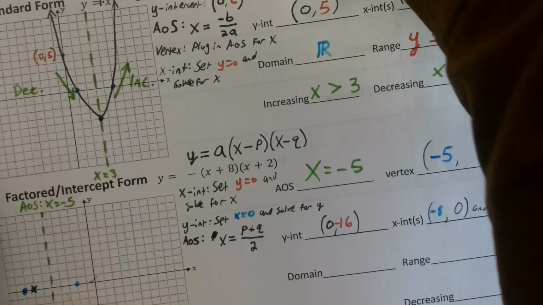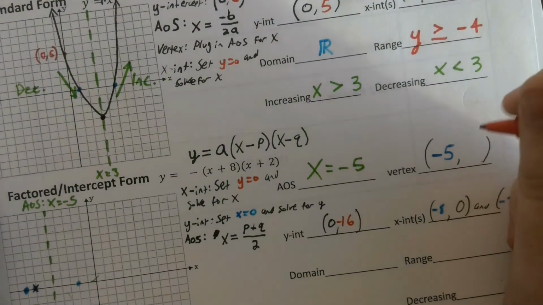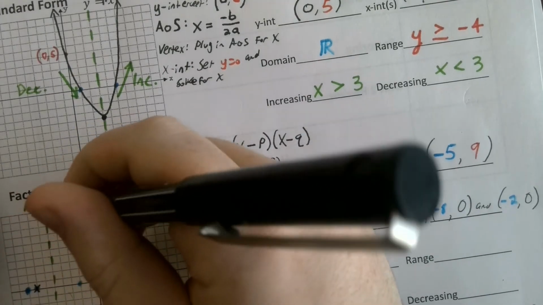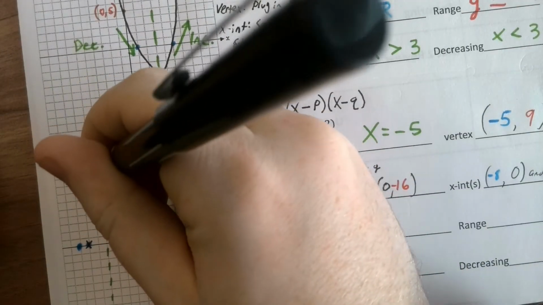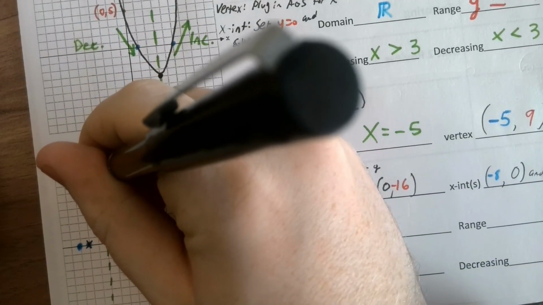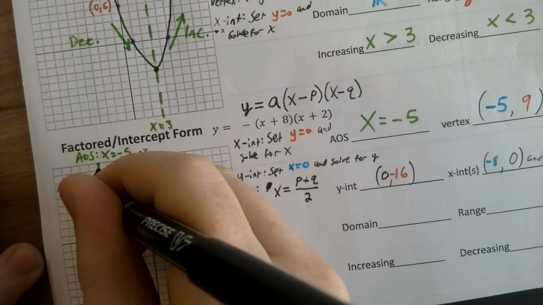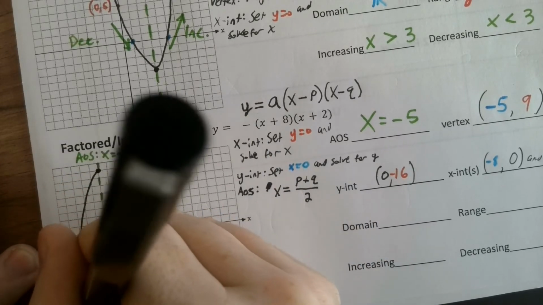If we take a look and we try to put our vertex at (negative 5, 9), let's see if it makes sense. Our AOS is at negative 5. Our vertex is all the way up here at 9. This gives us a parabola, like so.